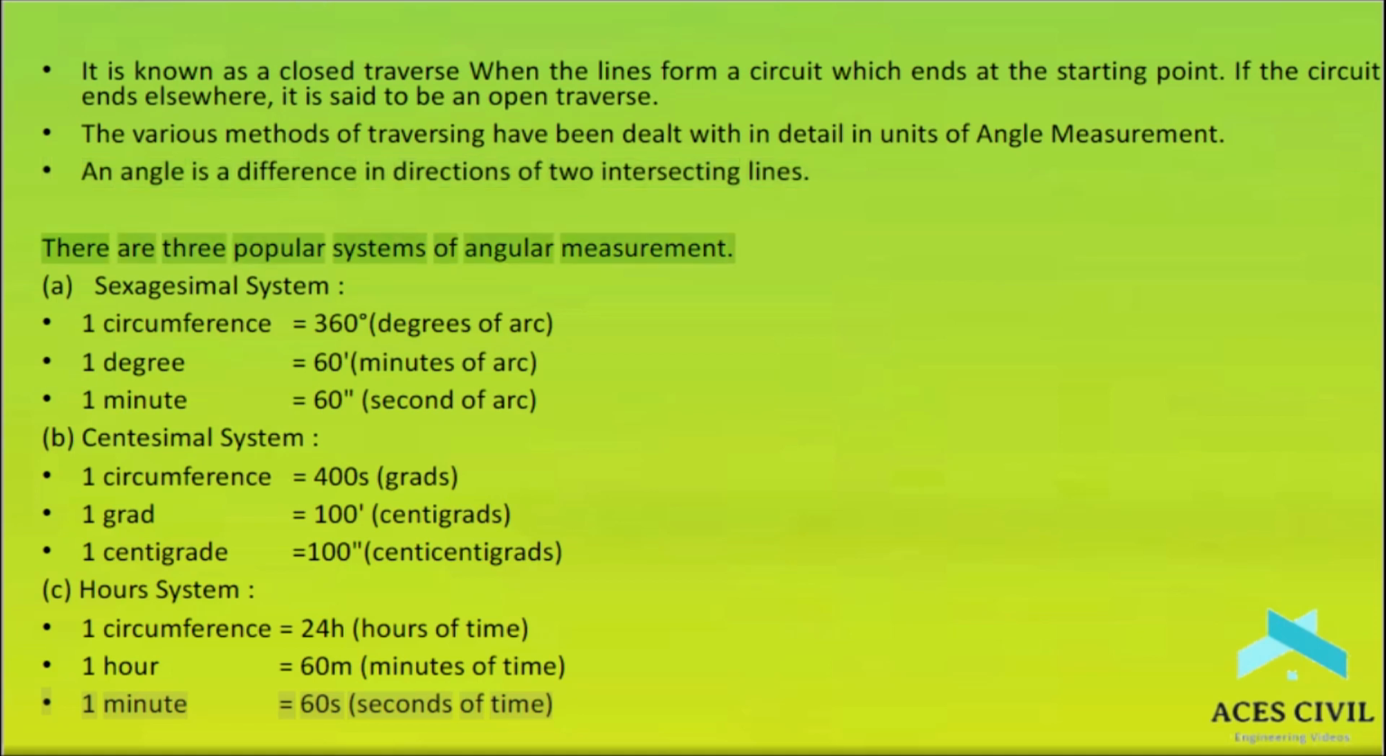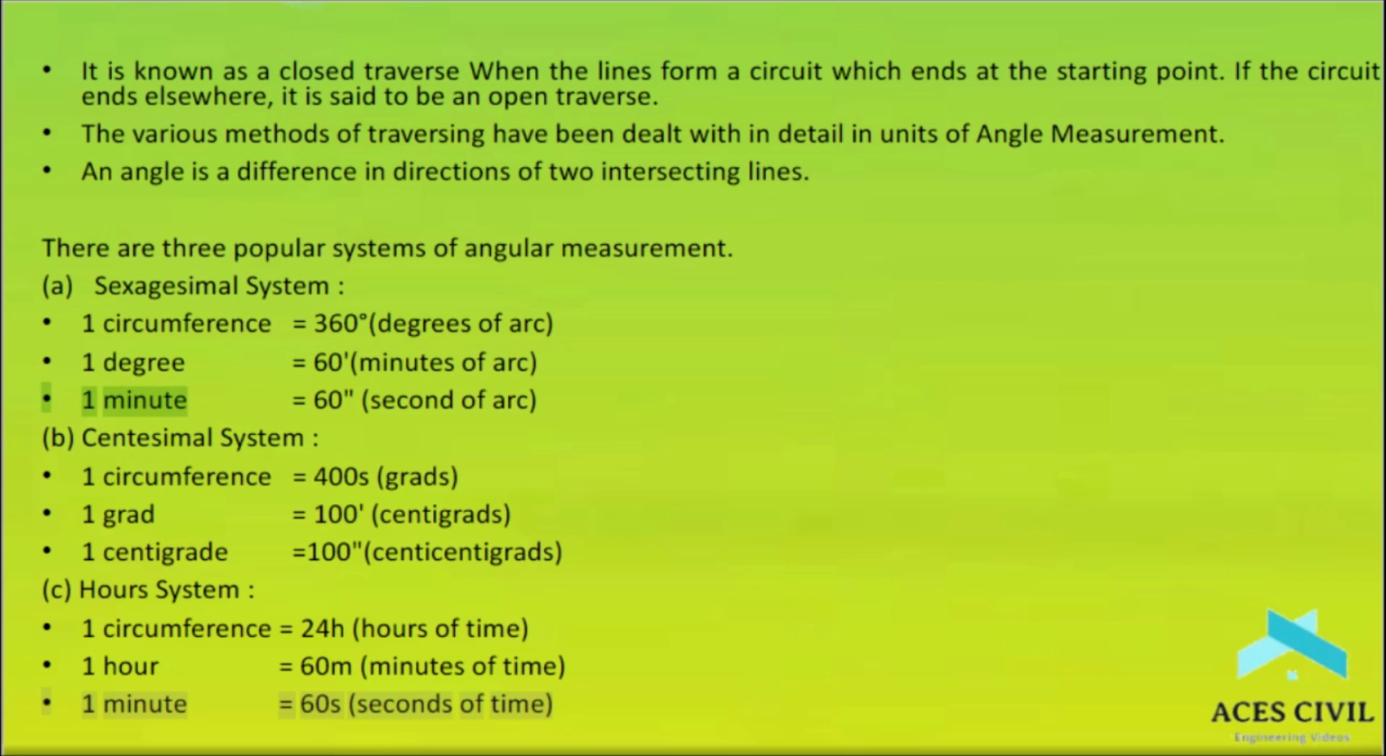There are three popular systems of angular measurement. A. Sexagesimal system: 1 circumference equals 360 degrees of arc. 1 degree equals 60 minutes of arc.